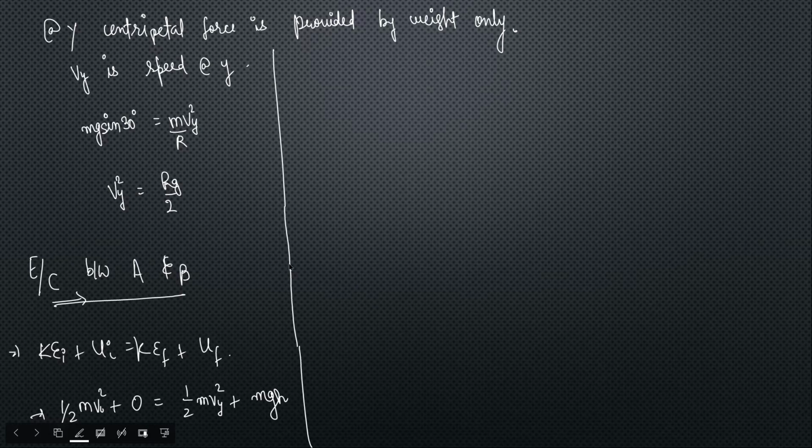From here I have v naught square equal to vy square plus 2gh. Now I'll put this value of, just a second.